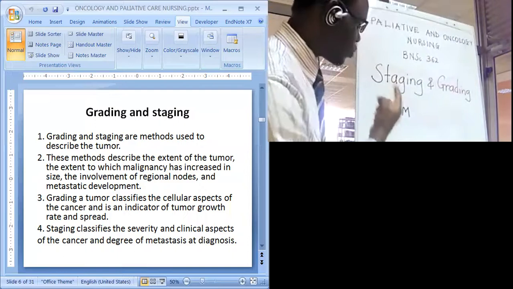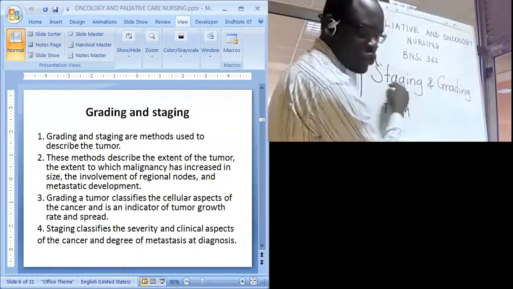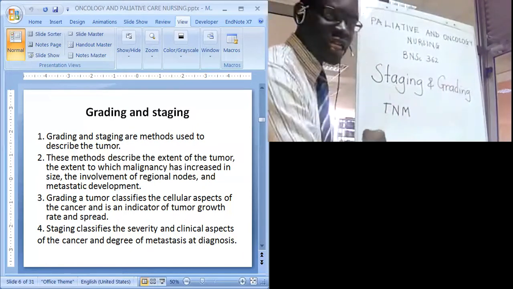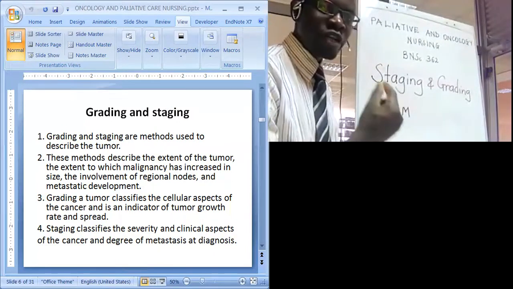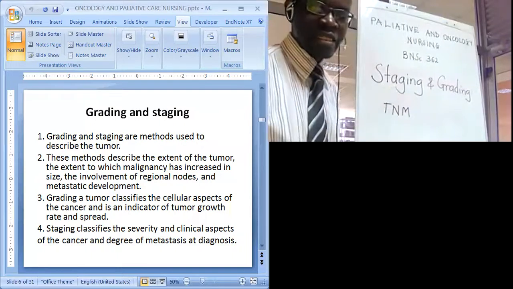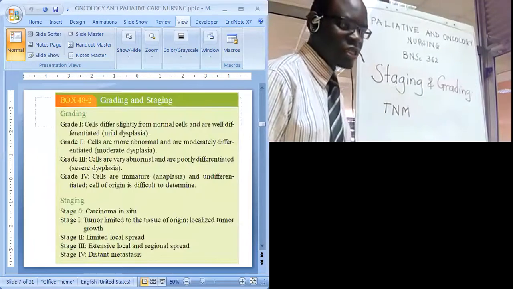But the point to take home is that whenever we are talking about staging and grading, we are looking at the T, N and M, where T stands for the tumor size, N stands for involvement of lymph nodes, and M stands for metastasis. Has it moved to other adjacent areas?